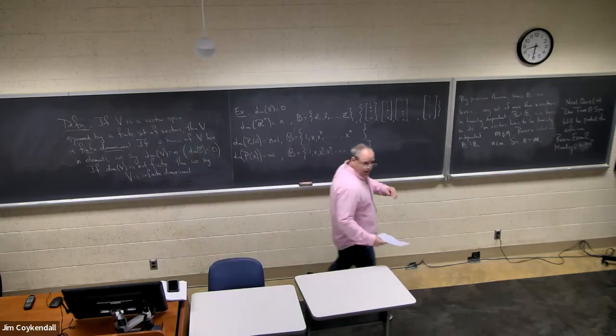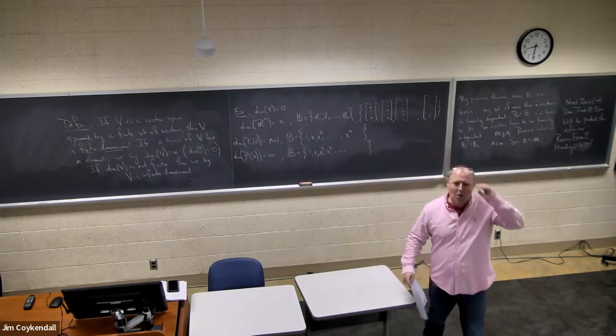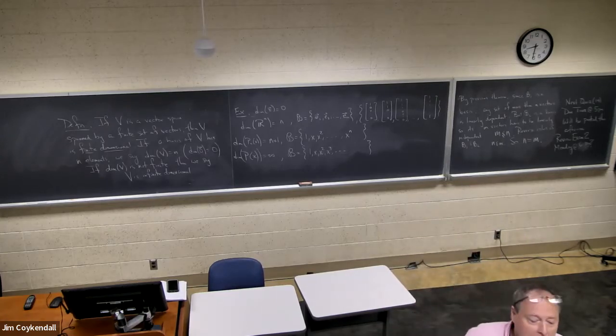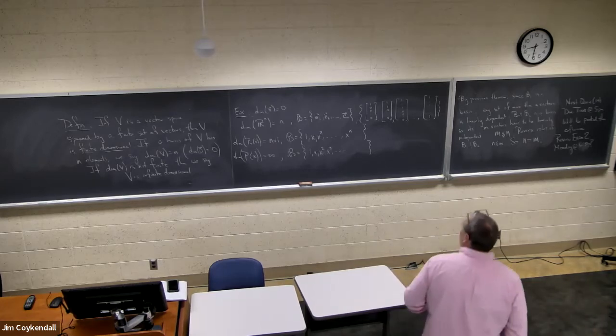Anybody want to give another example of an infinite dimensional vector space? All continuous functions. Oh, that's a good one. Polynomials are all continuous, but all continuous functions is much bigger. You've got all kinds of stuff in there: sine x, cosine x, the absolute value of x.